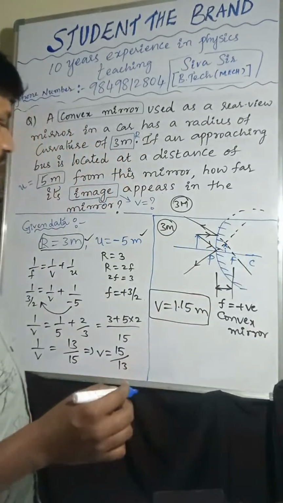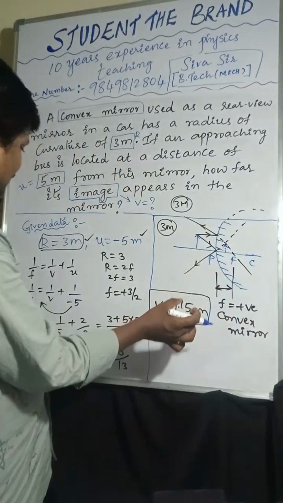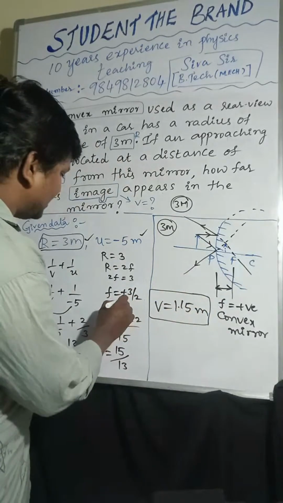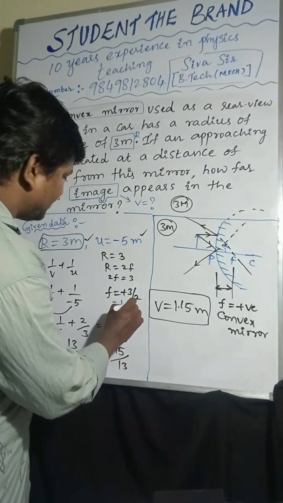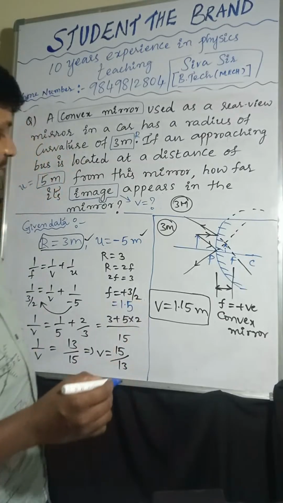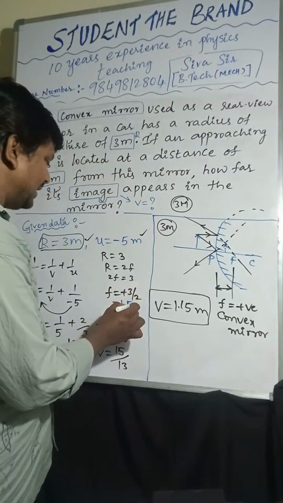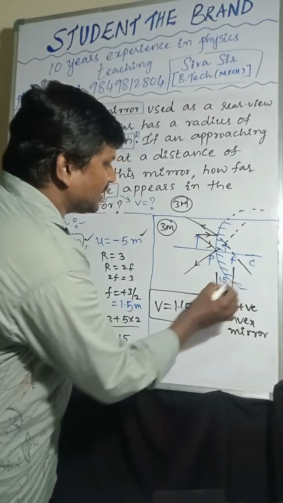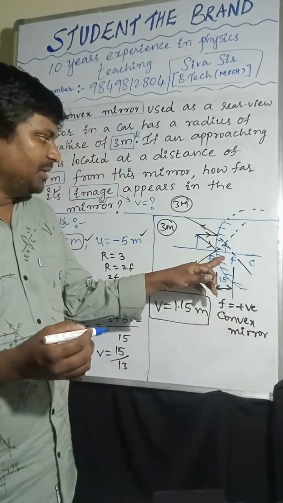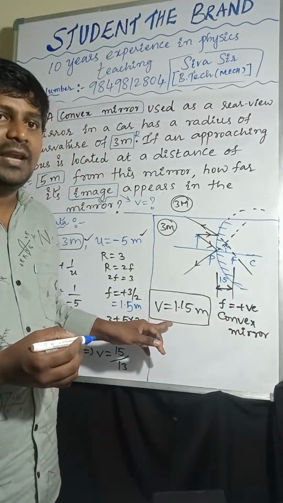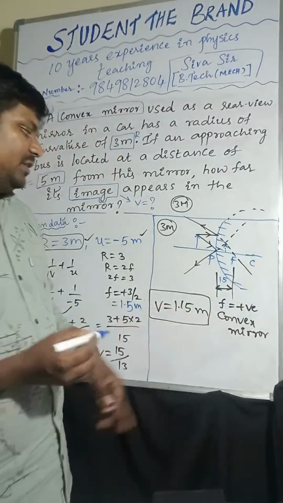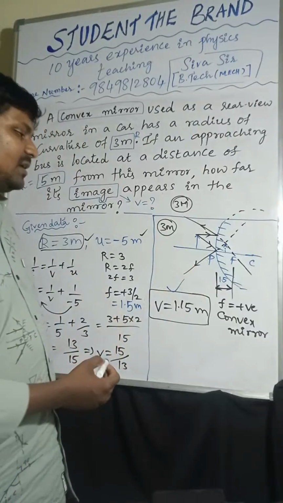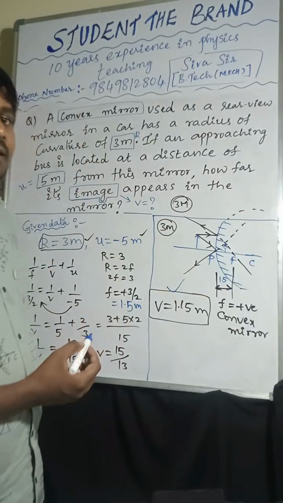Here the focal length is how much? 1.5. 1.5 plus 1.5 is 3, right? So this is 1.5, and our v value, 1.15, lies between P and F, within 1.5. So our answer is correct. Our values are correct, the process is correct, everything is correct.